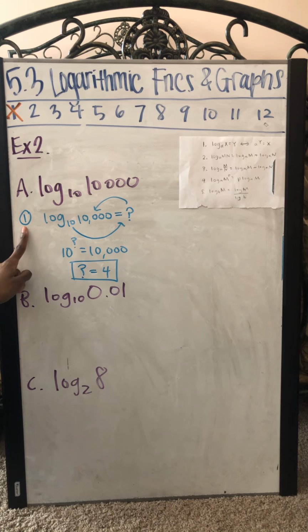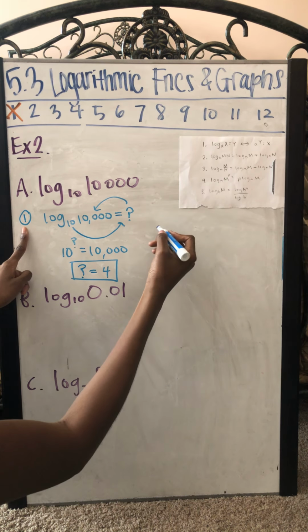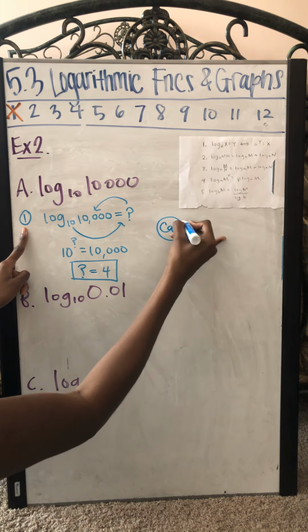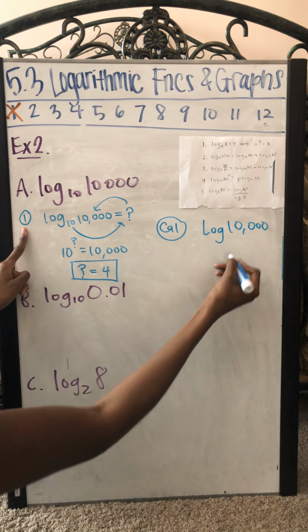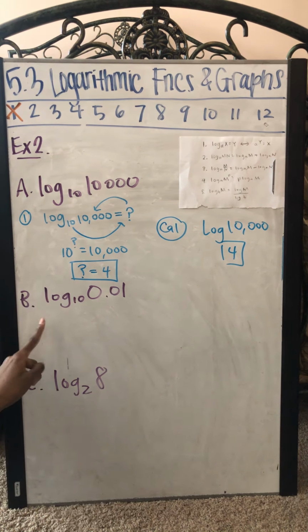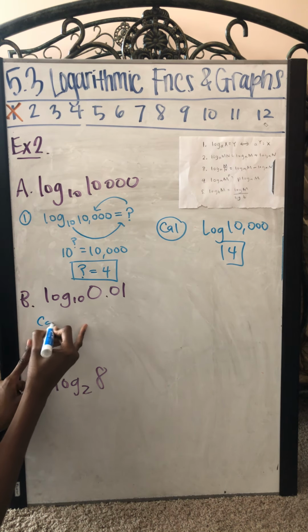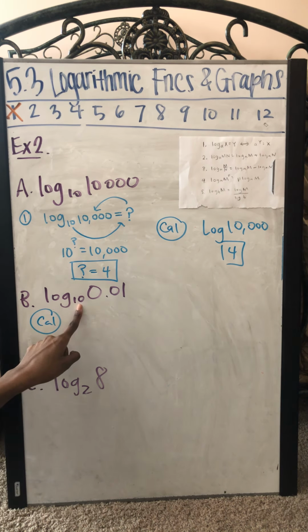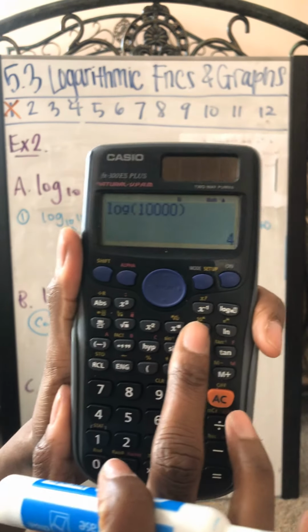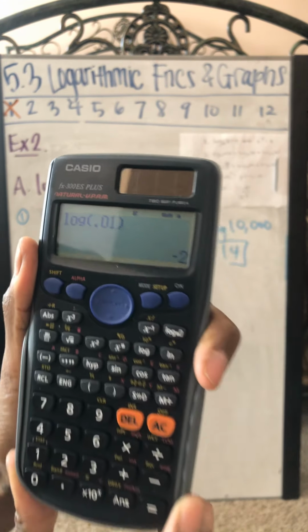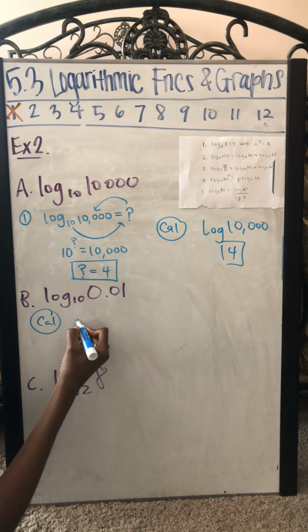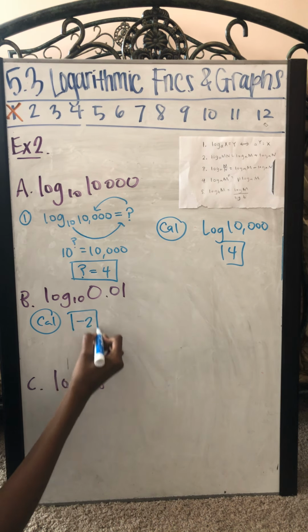So way 1 we could have used, or we could have just used our calculator and plugged it straight in using the log button, okay? Because we have a base 10, right? Okay, over here, again, we can use our calculator because we have a base 10. So we hit the log, and then we type in 0.01, and we get -2, okay? So we know that the answer is -2.